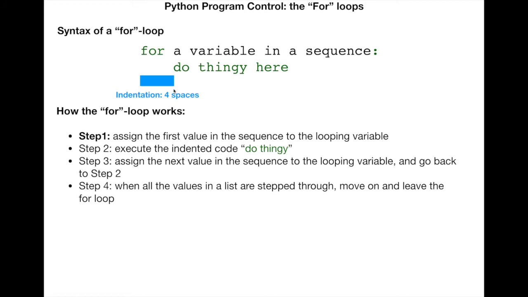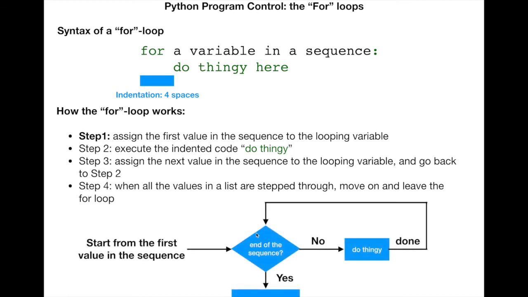So how the for loop works. The first step is to assign the first value in the sequence to the looping variable. The looping variable has a name, and you can name it whatever you want. Then do something here, and go to the next one: assign the next value in the sequence to the looping variable, and go back to step 2. This continues until all the values in the list are stepped through, which means the looping variable went through all the values in the sequence, and we move on to leave the for loop, right?